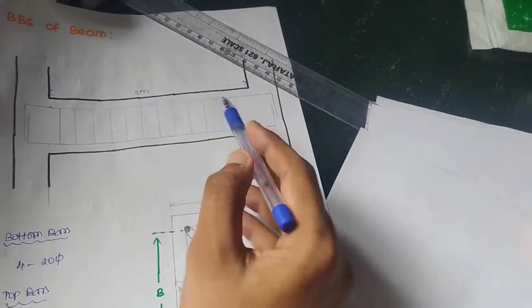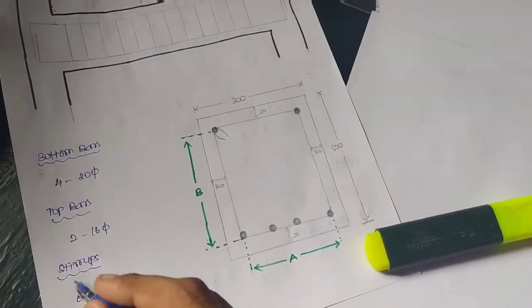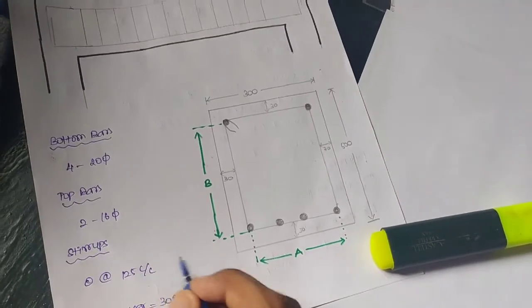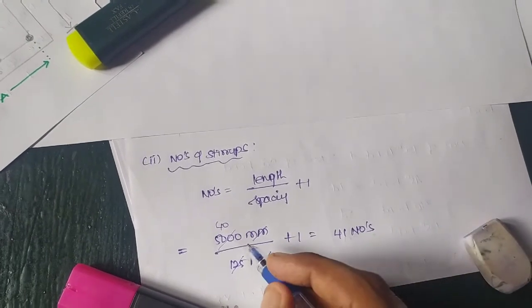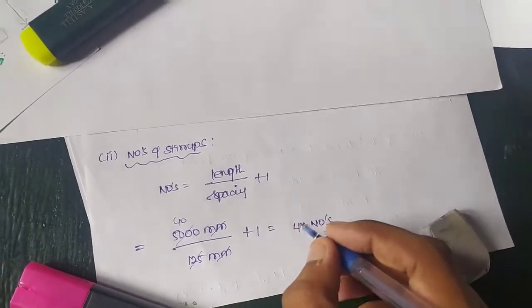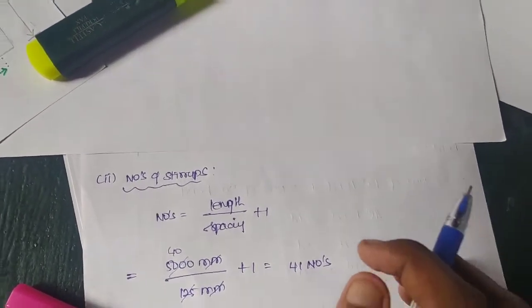So 5 meter, which is the clear span, which is nothing but 5000 mm divided by spacing. Spacing of the stirrups is given here, that is 125 mm center to center. So spacing is 125 mm plus 1. If we calculate this, it will come to around 40 plus 1, which is 41 numbers.